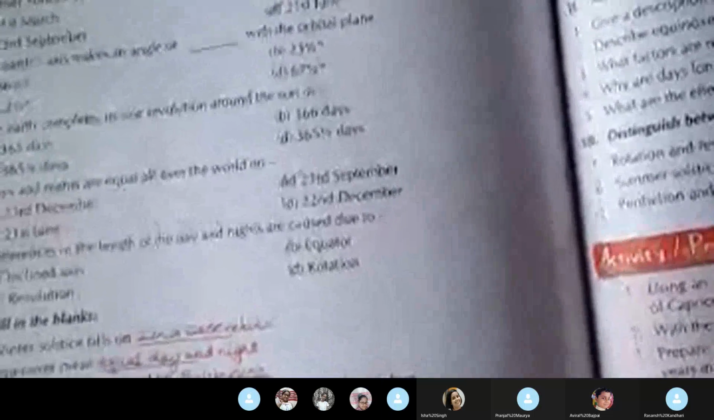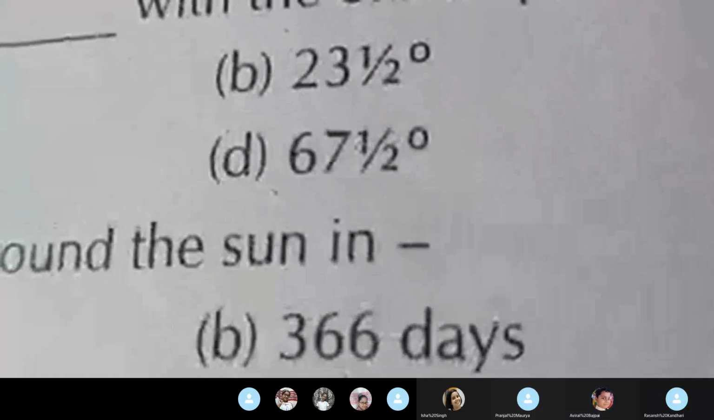Can you all see the screen? Can you all see the paper on which we are doing? Is the page visible? Is my page visible to you? Yes, ma'am, but it is blurred. Is it now? No, ma'am, it is blurred still. Okay. Yes, ma'am, I can see it now. Okay.